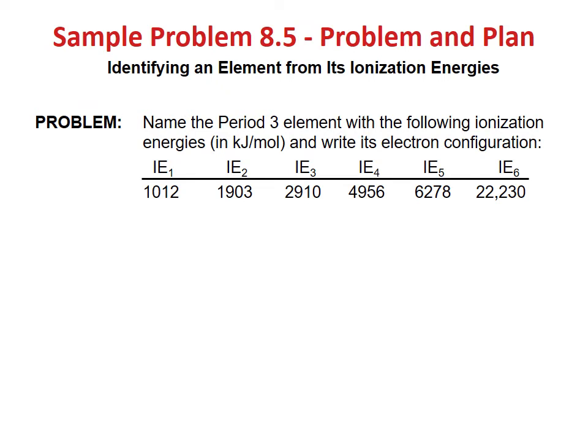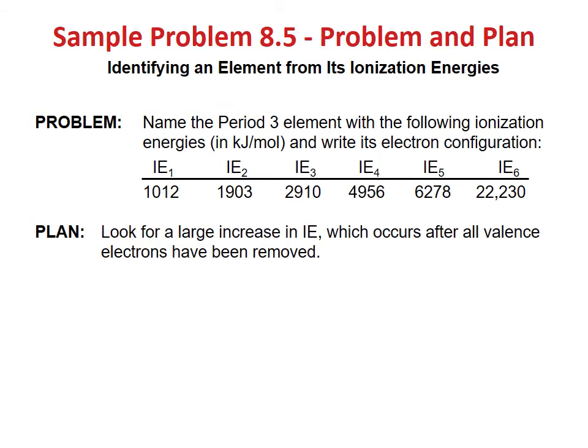Sample problem 8.5. Name the period 3 element with the following ionization energies and write its electron configuration. Now, from previous discussion, we know that a large increase in ionization energy indicates all valence electrons have been removed, and it starts to remove the core electrons.